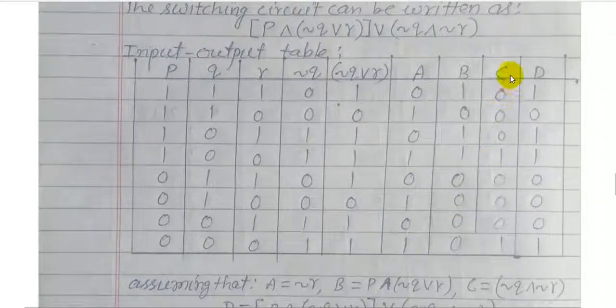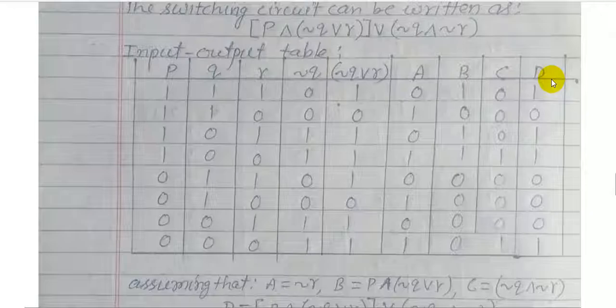Okay. Now for C, negation Q and negation R. Using this column and this column, this is negation R. Actually A means negation R, it is given here. So using these two columns and using the AND rule in between them, we get column C: 0 0 1 0 0 0 1.